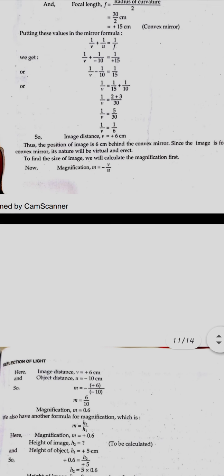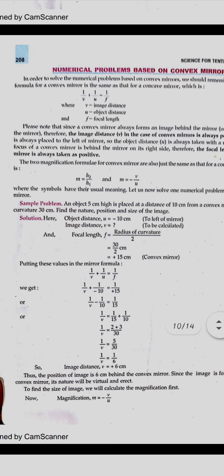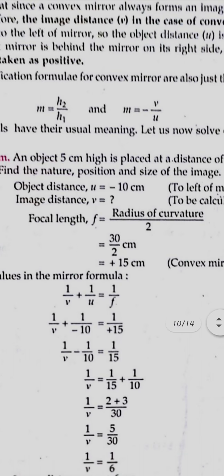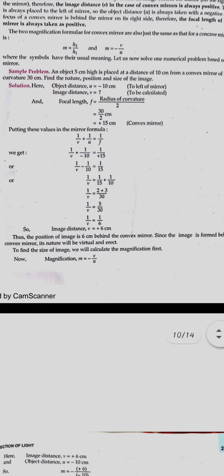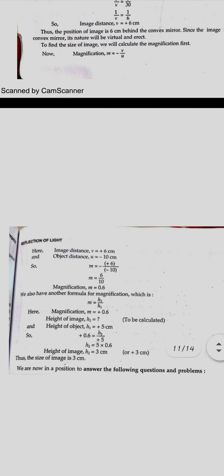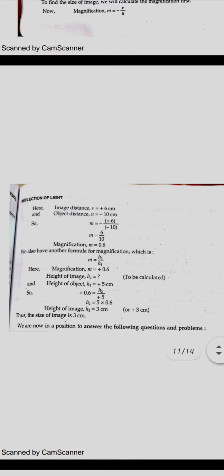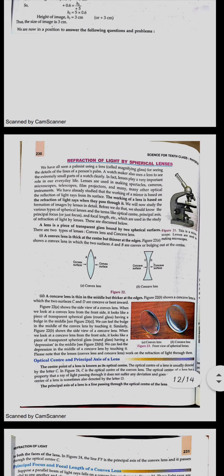So the size of the image is 3 cm, and in the question we have seen that a 5 cm high object is taken, but the image is now 0.6 magnification, and we are getting a 3 centimeter image. So it is diminished. Now it is of less size. Okay.